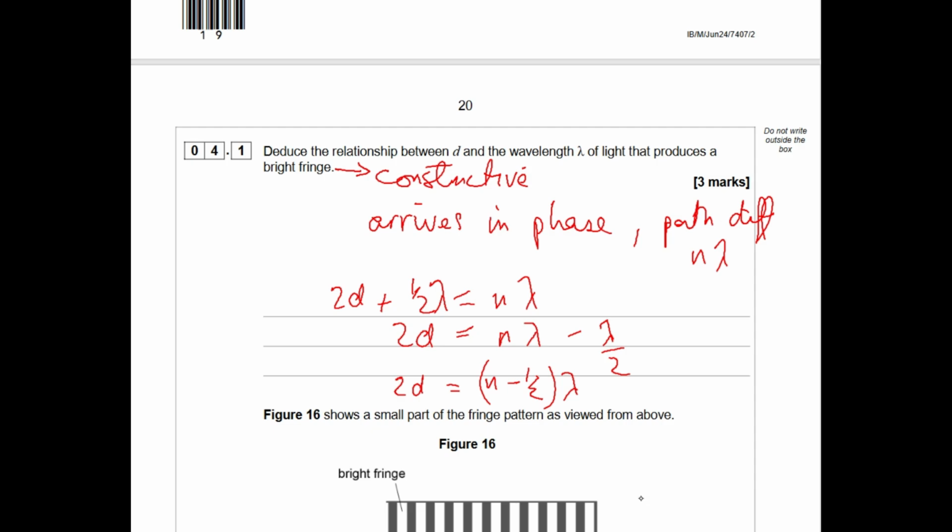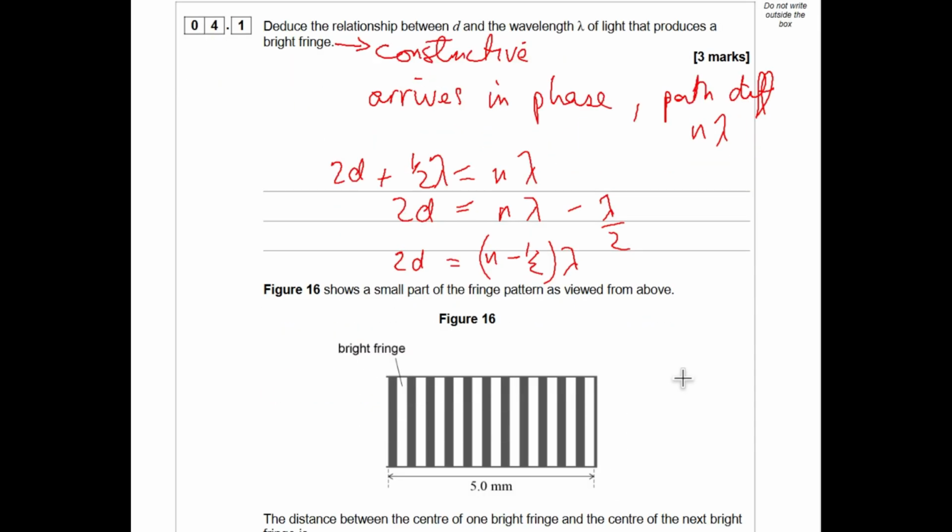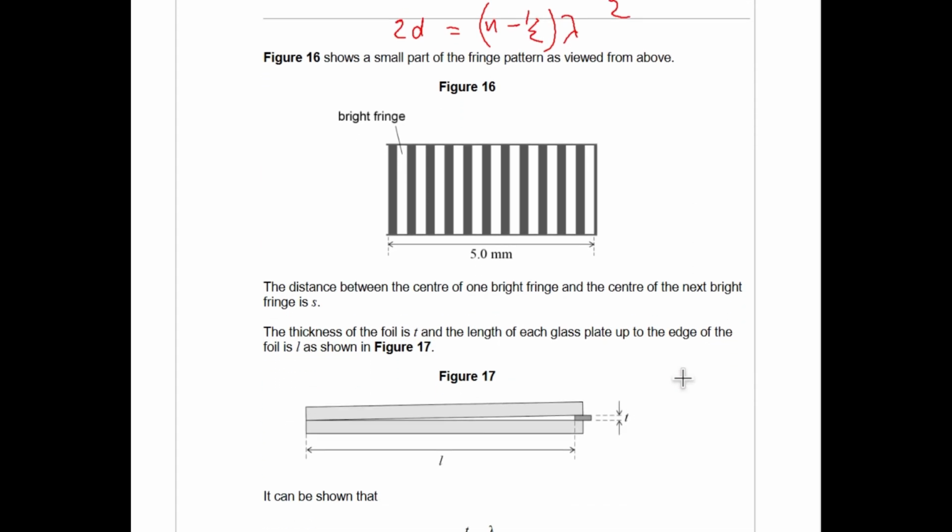It's a bit weird. There's a lot of reading in there, so that sort of puts most people off. So let's move on to the next bit, hopefully less reading.